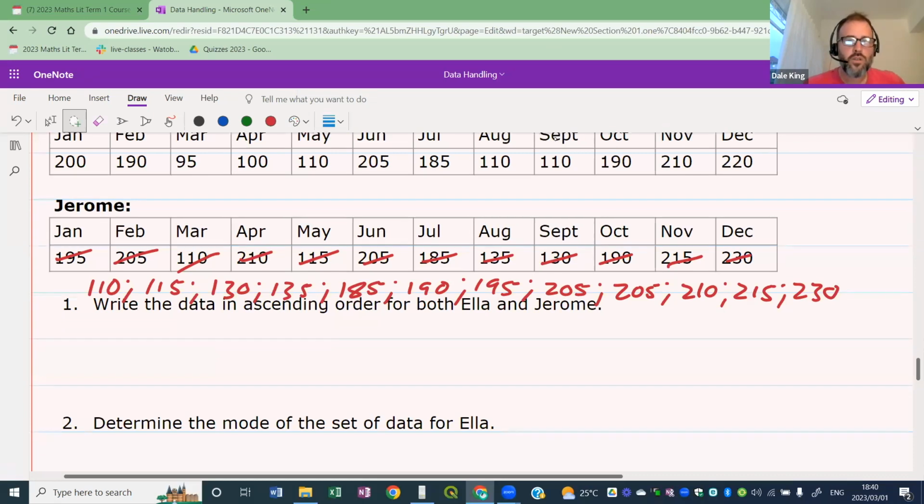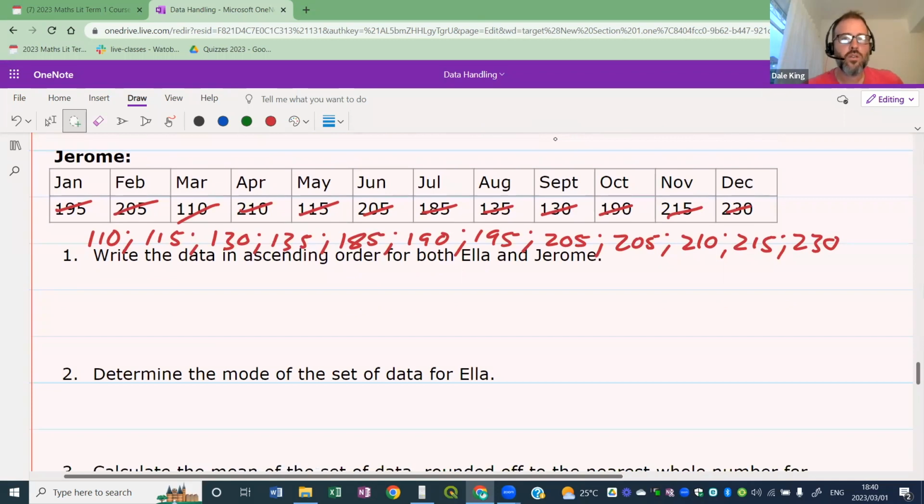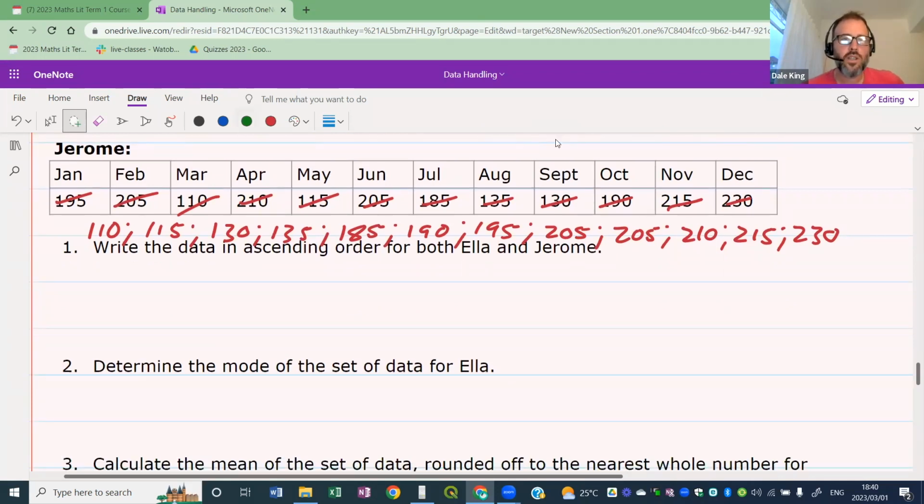Determine the mode. Let's do question 2. Determine the mode. Nice and easy. I've got 205 and 205. Looks like 205 are the only ones that are the same. So 205 for question 2.